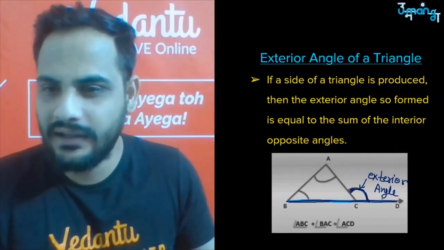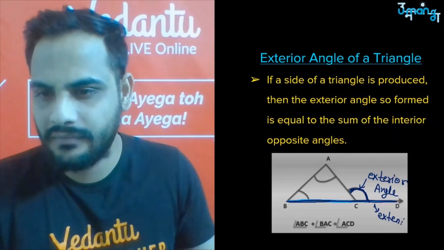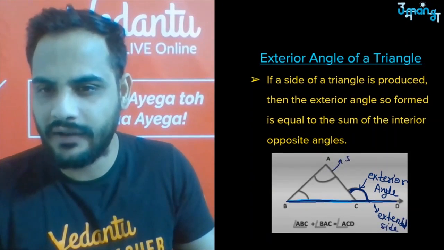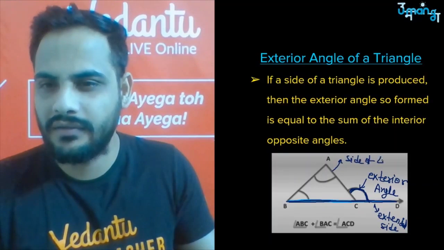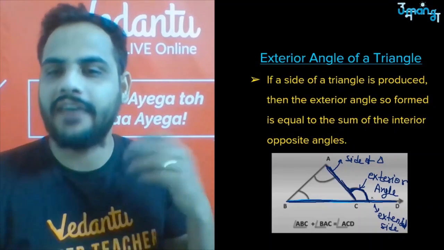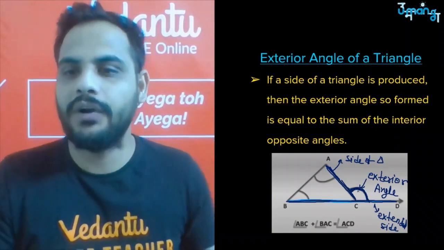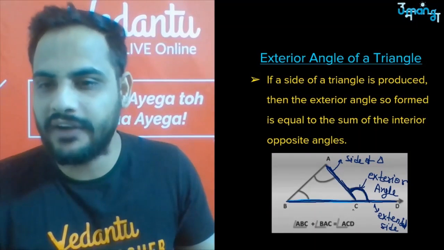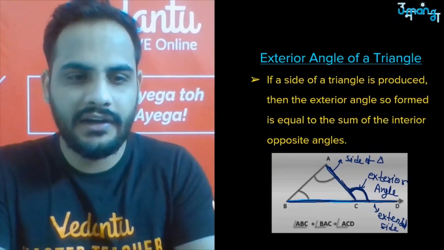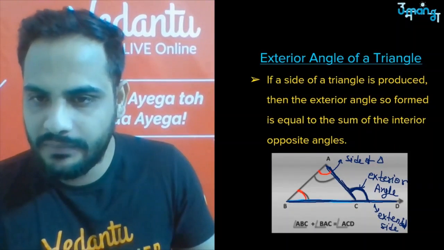So beta, remember, one side will be the extended side and one side will be the side of the triangle. So between these two, the angle formed will be your exterior angle. The exterior angle theorem says that this exterior angle is equal to the sum of the interior opposite angles. Other than this, look, there are three interior angles in this triangle. One is this A, one is this B, one is this C.